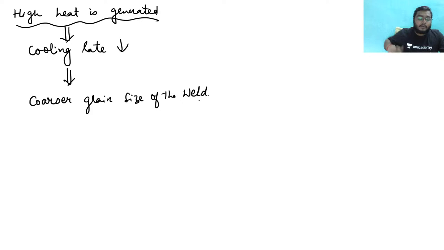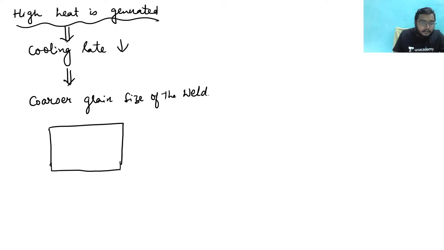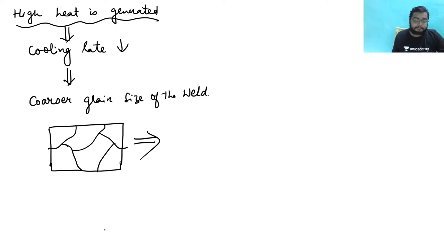What is the meaning of coarser grain size? Suppose if you would see like this, so you would be getting like this. This is the coarser grain size. Fine. Now see, if I am getting the coarser grain size, what is the meaning? Its meaning is that toughness is less.